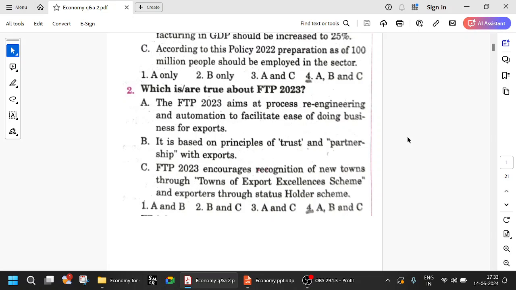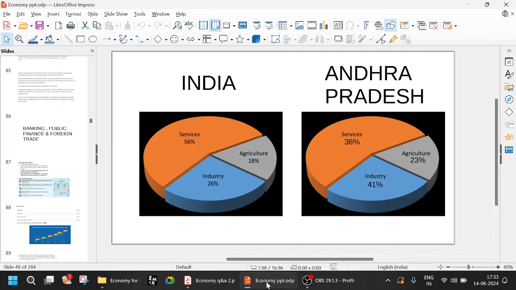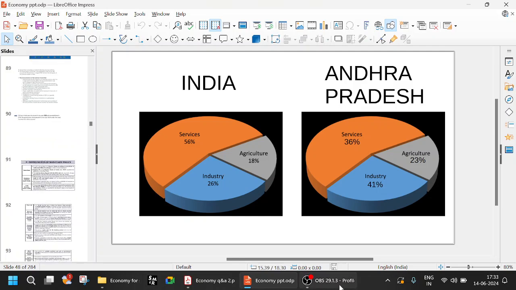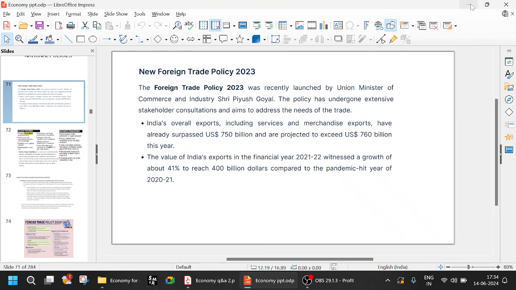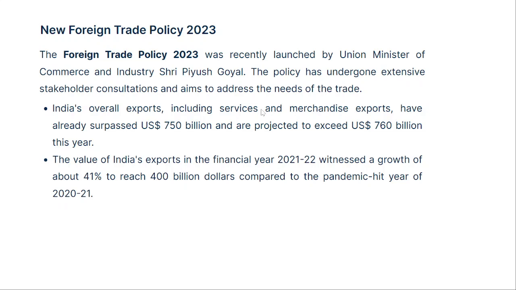Which is true about the FTP 2023? We have just seen the foreign trade policy. In this trade policy we have seen a couple of things we've remembered also. 750 billion US dollars, that is the export. India's overall exports, including services and merchandise exports, have already surpassed 750 billion US dollars and are projected to exceed 760. Anyway, remember the 750. The value of India's exports in the financial year 21-22 witnessed a growth of 41% to reach $400 billion compared to the pandemic year. So remember there is a growth of 41%, and in general it has surpassed $750 billion, including services, merchandise, everything.